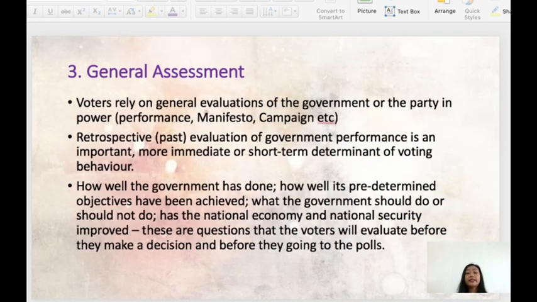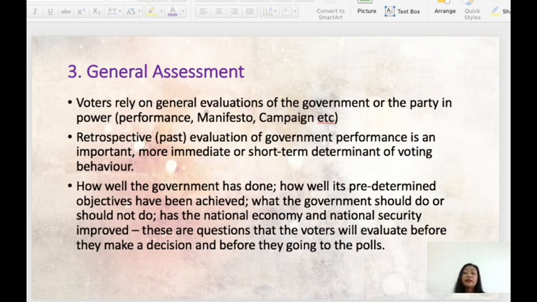Third one, general assessment. Voters rely on general evaluations of the government or the party in power, performance, manifesto, and also campaign. A retrospective, past evaluation of government performance is an important, more immediate or short-term determinant of voting behavior. For example, a lot of people assume that Barisan Nasional can lead the country very well because of the general assessment factor. That is why it can remain in power for 61 years. Am I right? So this is based on general assessment, yeah?